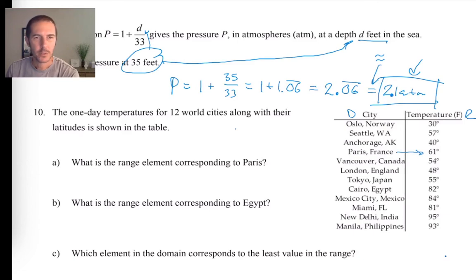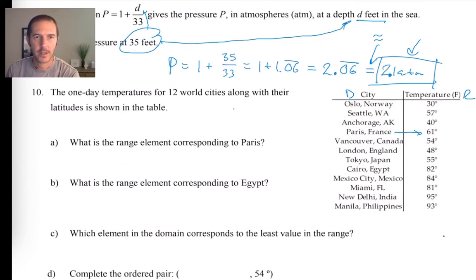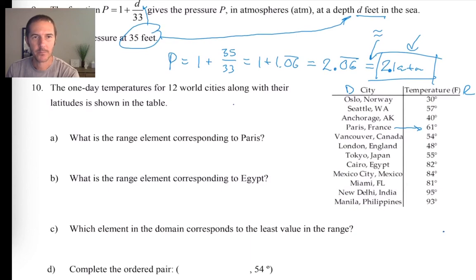What is the range element corresponding to Egypt? So find Egypt in the domain. Oh, there it is, Cairo, Egypt. Interesting that in part B, they're giving us the name of the country. In part A, they gave us the name of a city. So Egypt, Cairo matches up to 82 degrees.